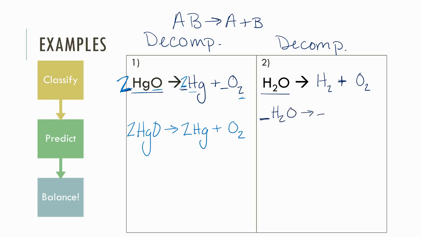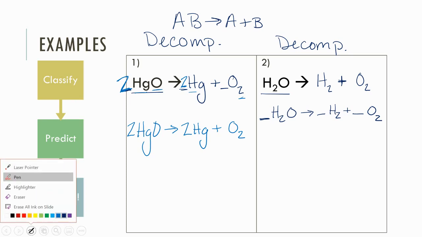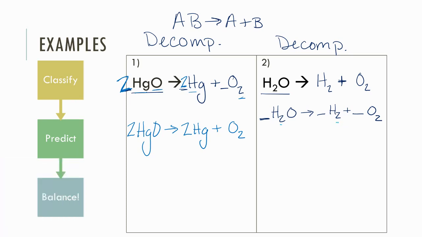Hydrogen and oxygen, both diatomic. So our products are H2 and O2. And now I can balance. 2 hydrogens on the left, 2 hydrogens on the right, 1 oxygen on the left, 2 on the right. So I need to fix that. 2 waters then to balance the oxygens, but that makes 4 hydrogens. So I'm going to need 2 hydrogen molecules on the right. So that is my final answer for number 2 there.